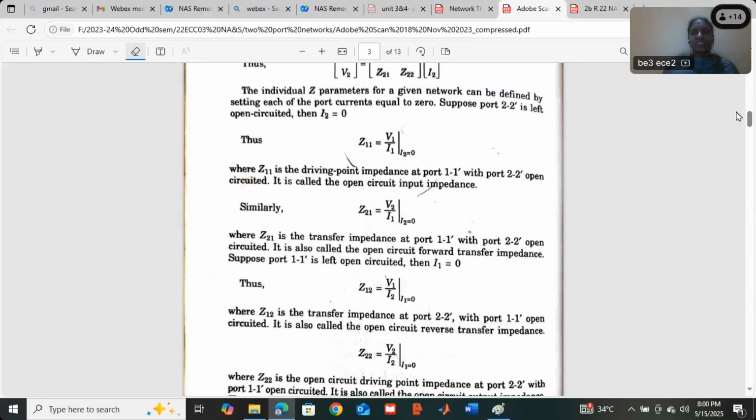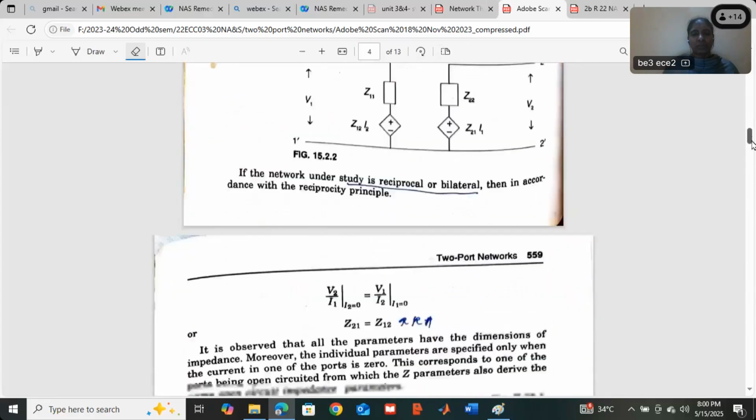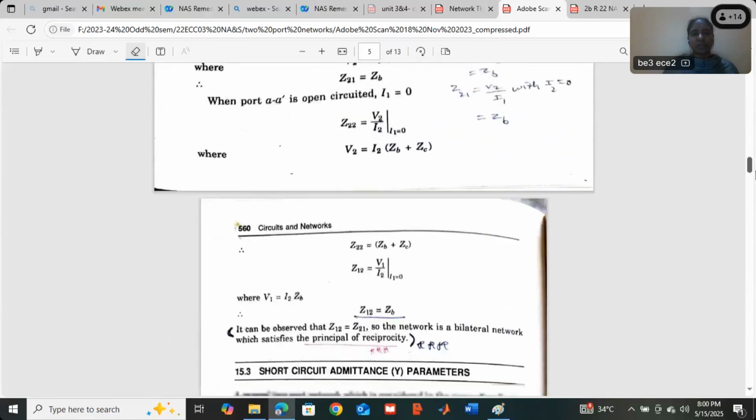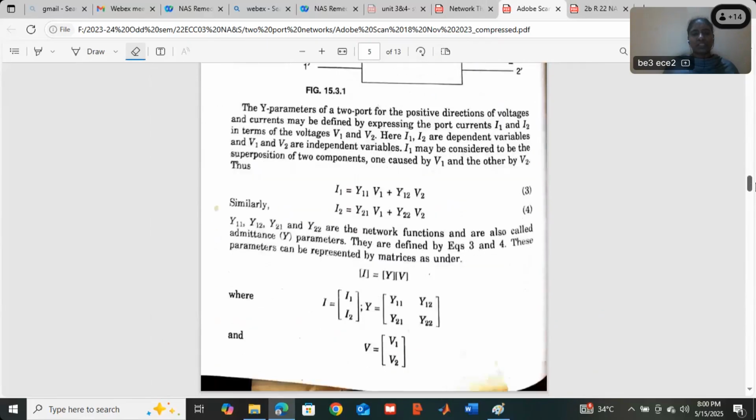Similarly, for the Y parameters, you are able to write 2 equations from the matrix form. Now substitute V1 equal to 0, and you will get the formulas for Y12 and Y22. If you substitute V2 equal to 0, you will get the formulas for Y11 and Y21. How?